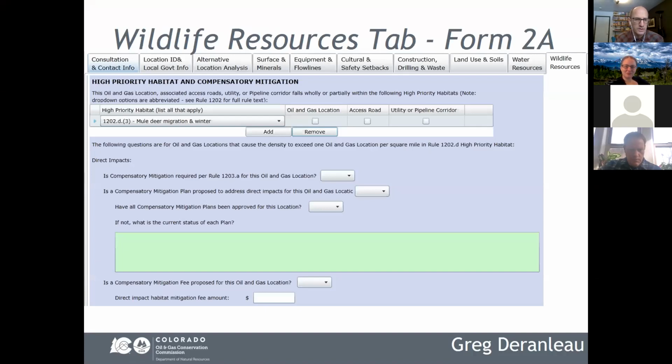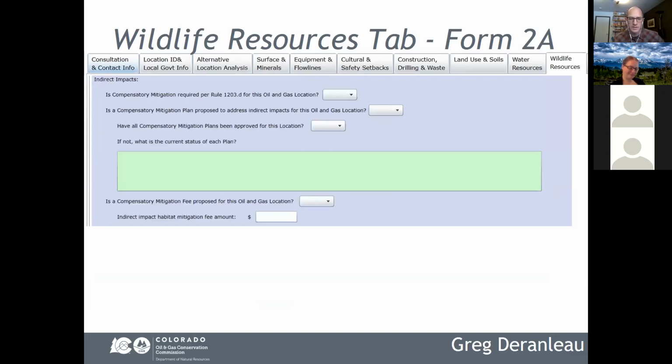These are just the data layers that track the data for the direct impacts for locations within the HPH listed in 1202D. So this is the compensatory mitigation information that Brian was just describing for how you make those determinations, and these are mostly yes or no drop downs to address these. Our checklist for this section is still a work in progress. I don't have slides on that, but next slide, please, Hannah.